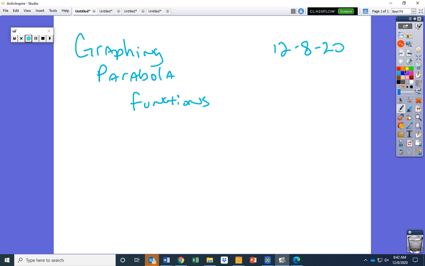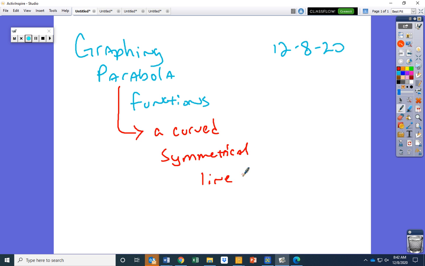Does anybody know what a parabola is? What is a parabola? It's a curved, symmetrical line. What does that mean, symmetrical? Symmetrical basically means the y-axis on these types of parabolas goes right through the middle, meaning both sides are the same. It's going to curve upward, or it's going to curve downward. There are some that curve wide and some that curve narrower, but you'll see that as we go.